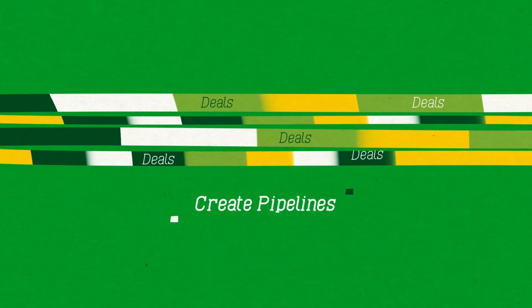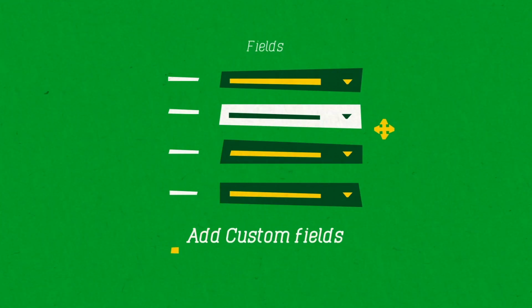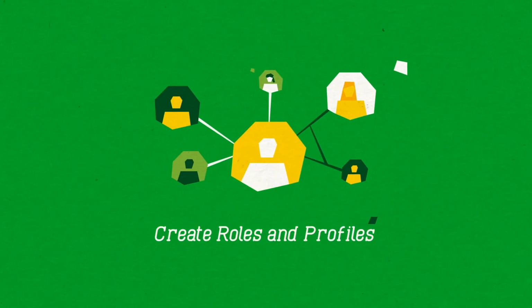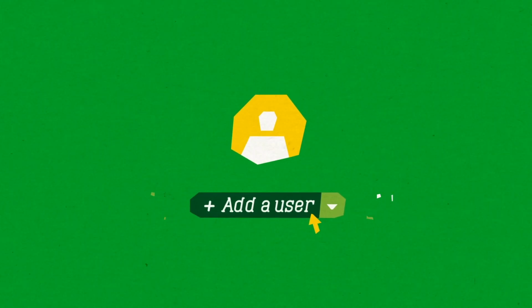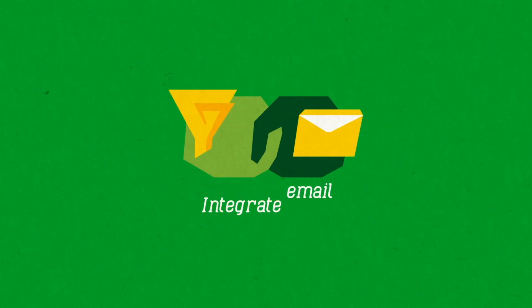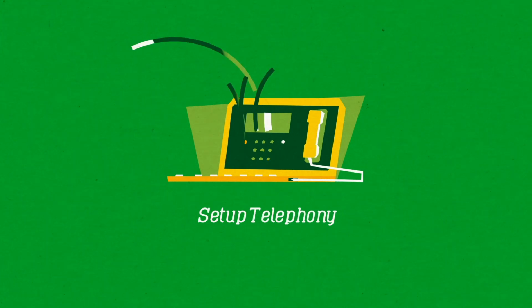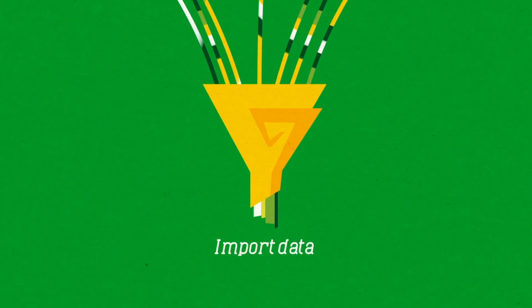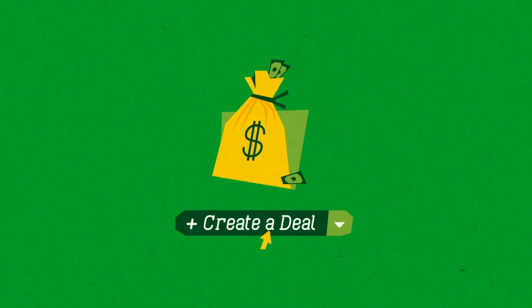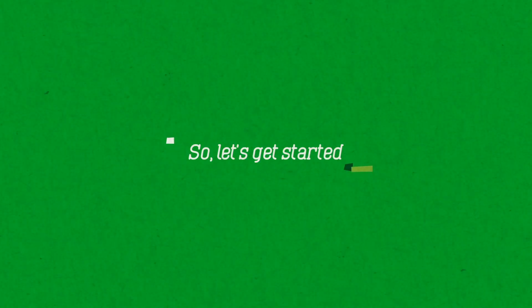Create pipelines. Add custom fields. Create roles and profiles. Add a user. Integrate email. Set up telephony. Import data, and create our first deal. So let's get started.